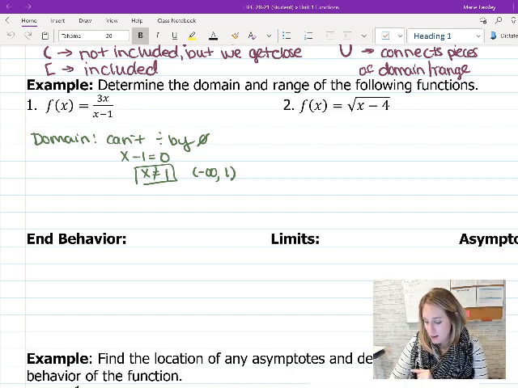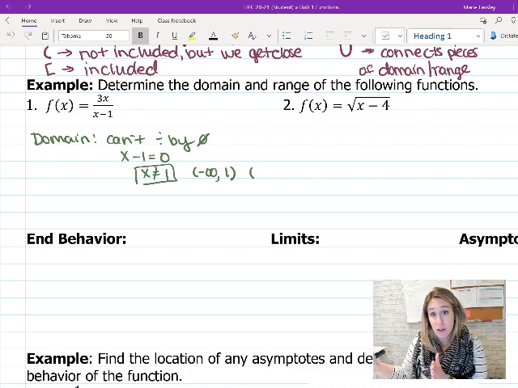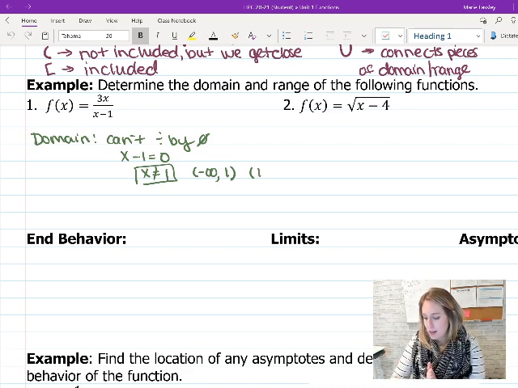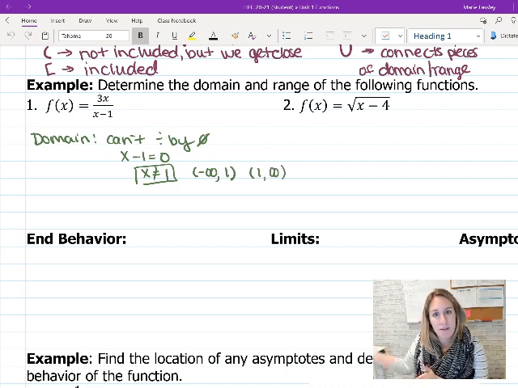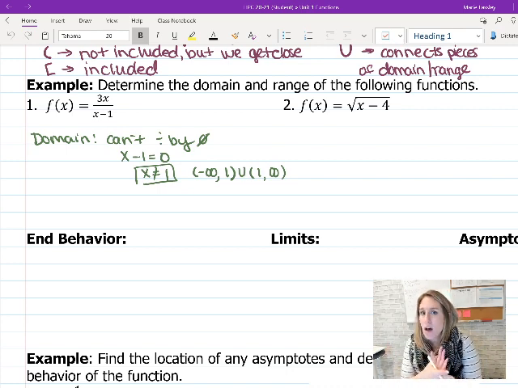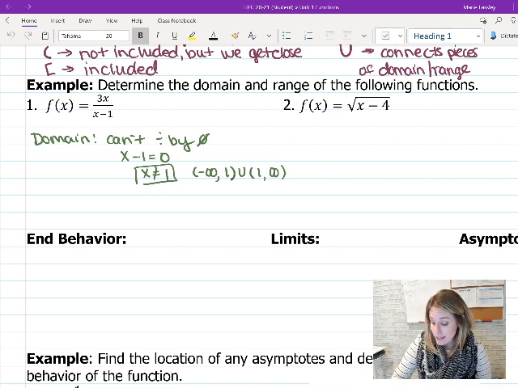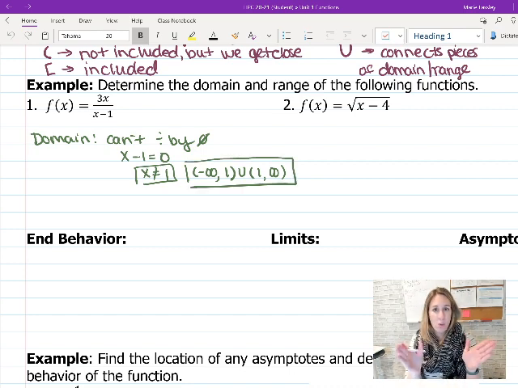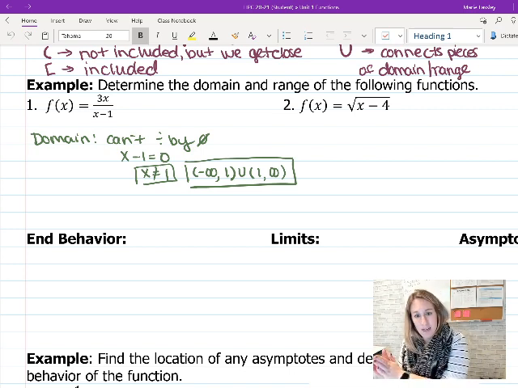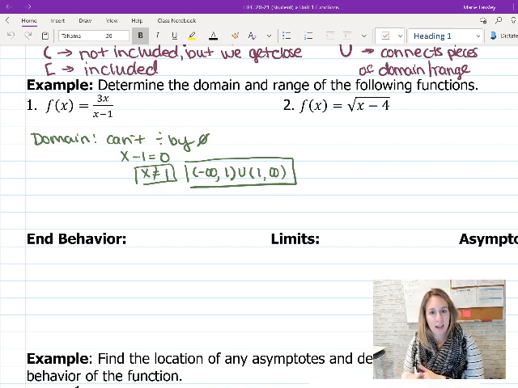All right, now after 1 is over, we have all the rest of the numbers. So we're going to start back up again at 1, once we pass it, jumping over it, and we're going to keep going all the way to positive infinity. And to connect these two, like I said, we're going to use a U, which stands for the word union, the union of these two intervals, to express our domain. So this is the domain of our function. So we go up to 1, jump over it, and then continue going. That's what this is saying.